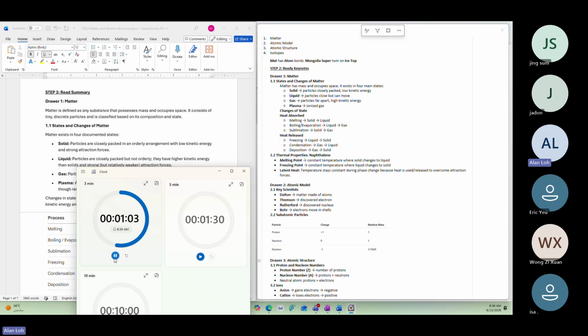You should be in drawer 2 by now. If you finish reading, you can read it again if you want. Twenty seconds. Ten seconds.